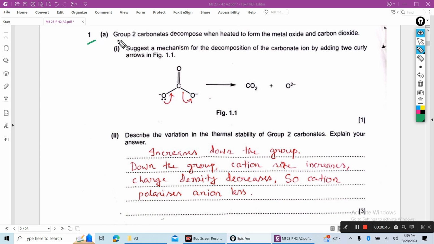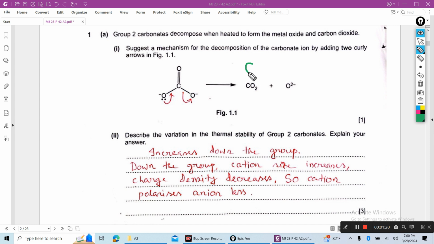First, number 1a, group 2 carbonates decompose when heated to form metal oxide and carbon dioxide. Suggest a mechanism for the decomposition of carbonate ion by adding two curly arrows in figure 1.1. So this carbonate ion goes to carbon dioxide and oxide ion, metal oxide.